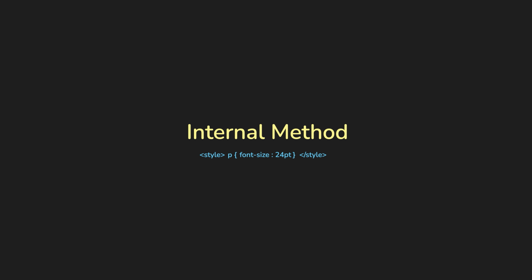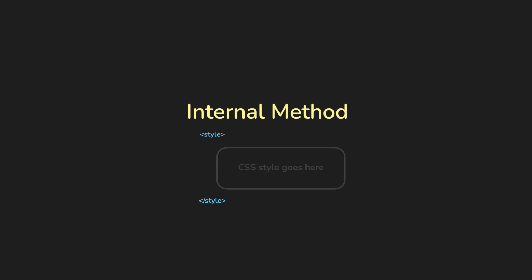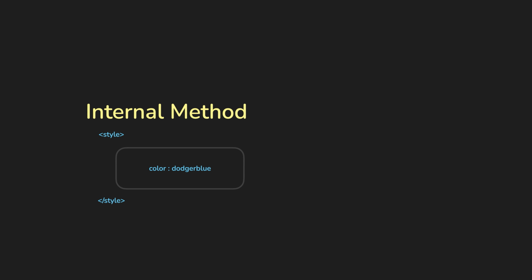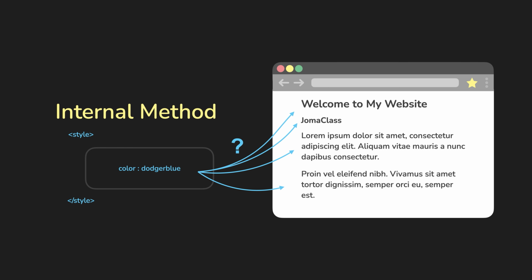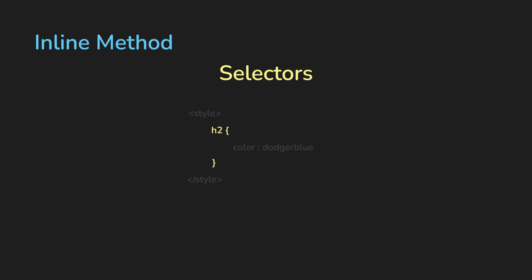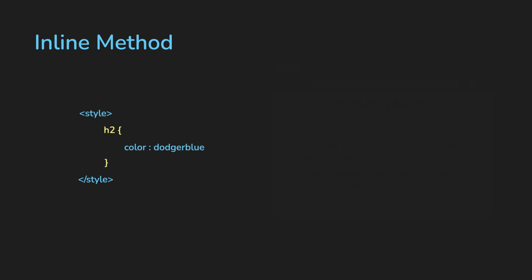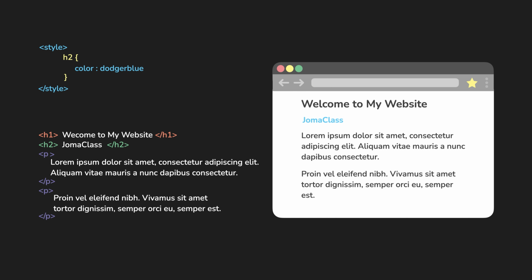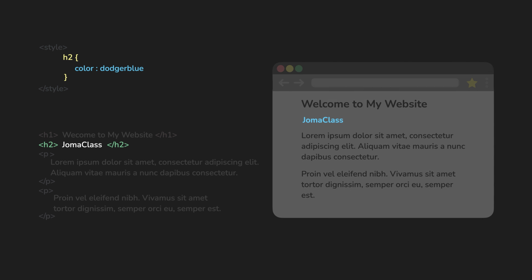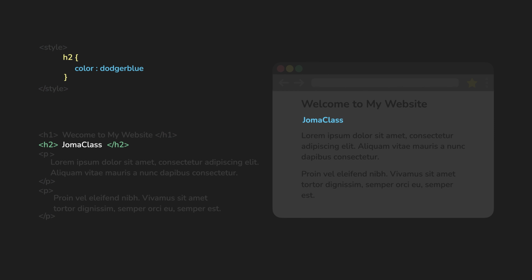So to solve the problem of the inline method, we have the second method, the internal method. Here, we use the style element to specify the style rules. But if we just start writing down the styles here, how would the browser know where to apply what? This is why we need selectors. We wrap the style rules with curly braces and specify which element we want to apply that style to. Then, the rules will be applied to all the elements of the matching group. Right now, the selector is the H2 element, so we are telling the browser to change all the H2 elements in this web page to Dodger Blue.